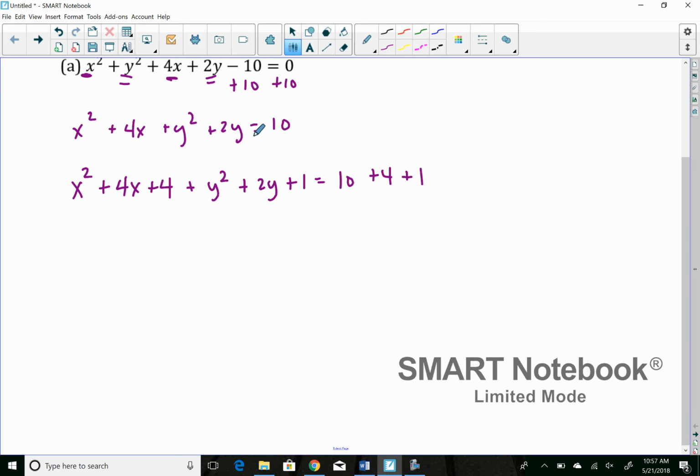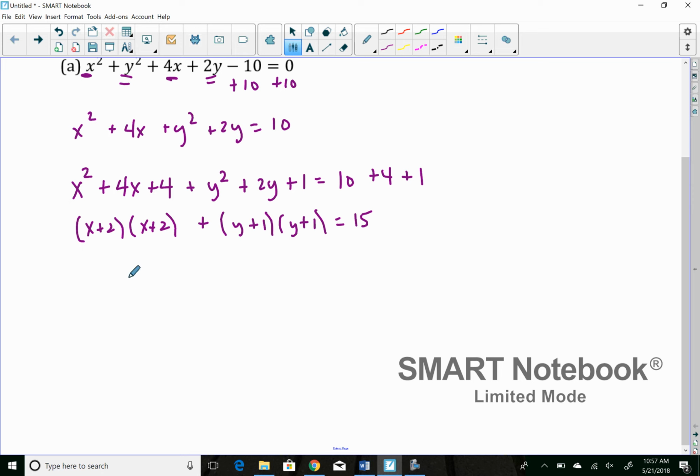Now the next thing I have to do is factor. So I have to factor x squared plus 4x plus 4, which becomes x plus 2 and x plus 2. Should always be the same number twice, if not we mess something up. Same thing for the y's. I'm going to get y plus 1 and y plus 1. Again, same thing twice, and that's all equal to 15.